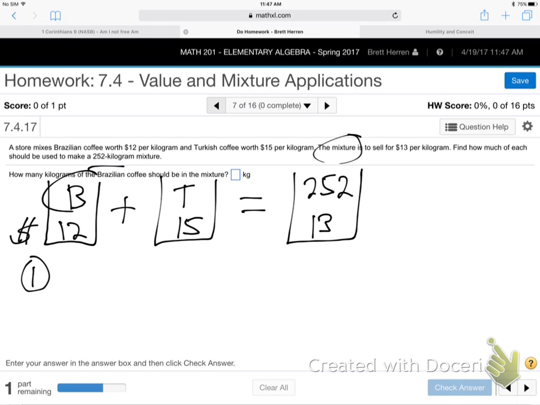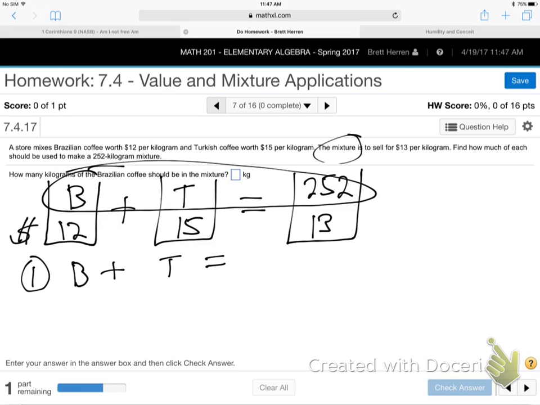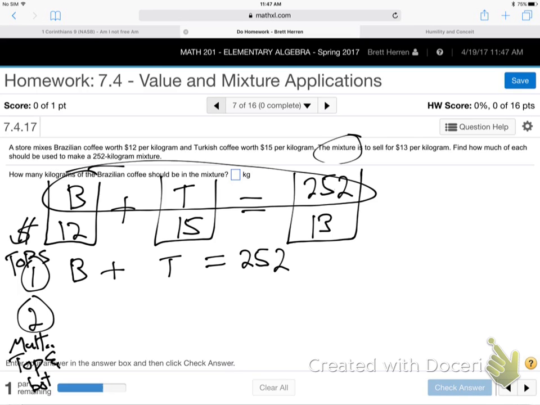So the first equation is just right across the top. You've got to get the ball first. The second equation is multiplying the top and the bottom, right?